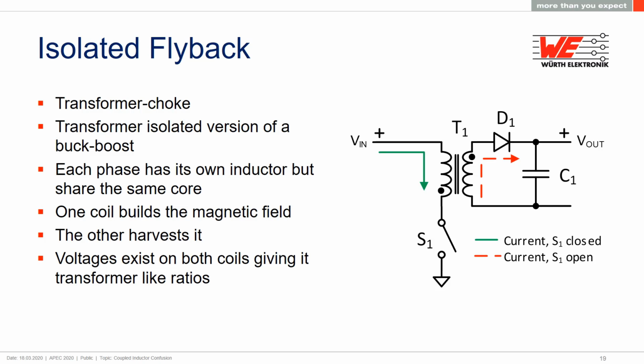Basically, it's an isolated version of the buck-boost converter. In a flyback converter, each phase of the power conversion has its own inductor, but they share the same core. In the switch on stage, you use the left side, and in the switch off stage, you use the right side. One winding builds the magnetic field, the other harvests it. It has the transformer property of turns ratio, so voltages here are reflected both ways, meaning you have to take this into account when rating the switches.